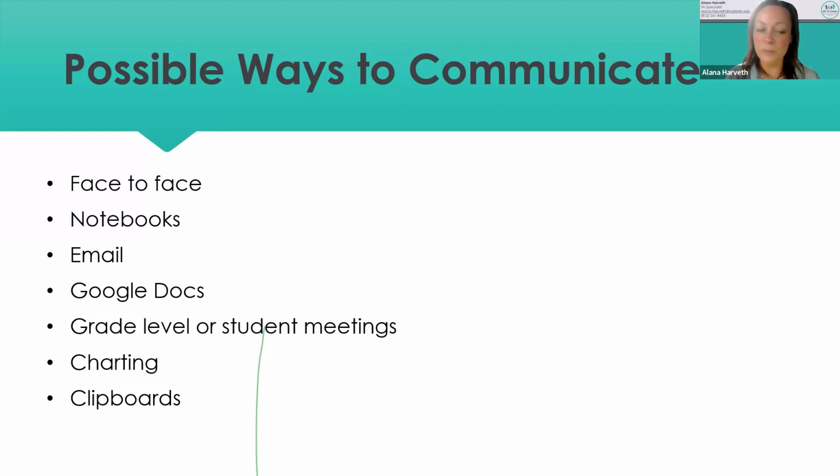But these are possible ways to communicate if you need them. Clipboards, little Post-it notes, charting, or even face to face, like I said. Advocate and say, can I just talk to you for a few minutes in the hallway while you're standing there, and things like that. But those are just some ways to talk to the teacher, and the teacher can talk to the paras, some communication. But I do think that there needs to be some communication going around with the students and the assignments.